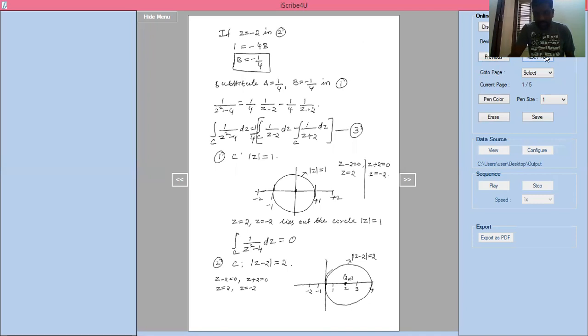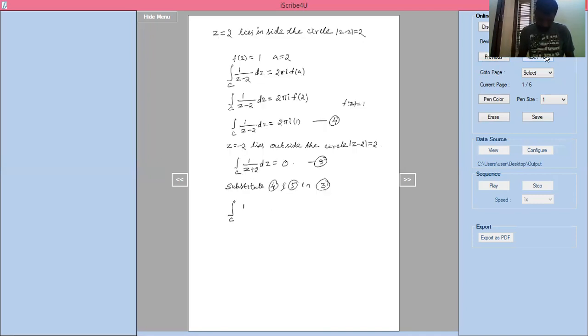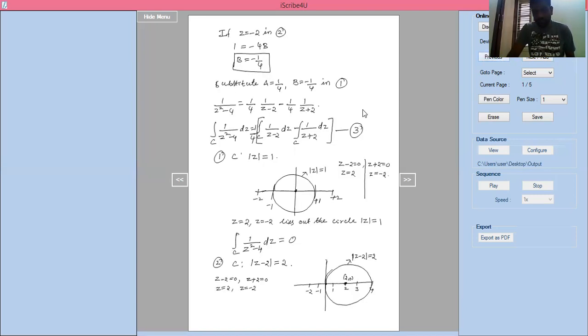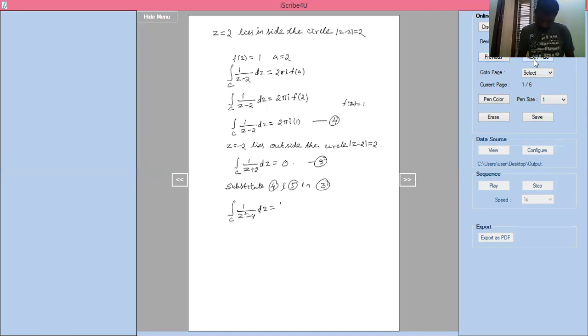Integration of c of 1 divided by z square minus 4 dz equals 1 by 4 into, what is that? First value should be 2 pi i. Next value should be 0. 2 pi i minus 0. Now integration of c of 1 divided by z square minus 4 dz equals 2 pi i divided by 0, which is pi i divided by 2, the required solution for the given equation.